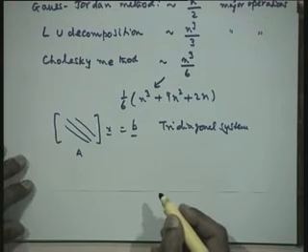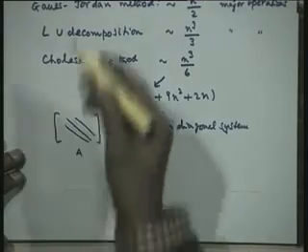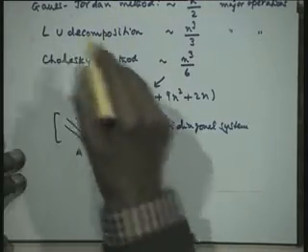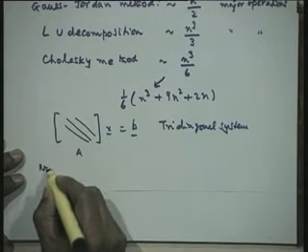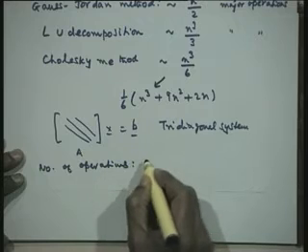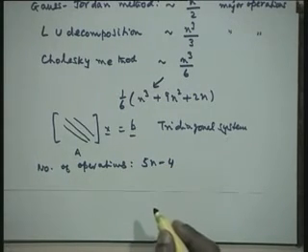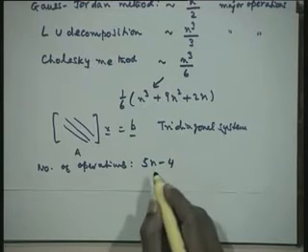Now, interestingly, the number of operations for this tridiagonal system is 5n minus 4. That means, if I am solving a 100 by 100 tridiagonal system, it is going to take only 500 minus 4, that is 496 major operations, nothing more than that. That means, it is going to take a few milliseconds.